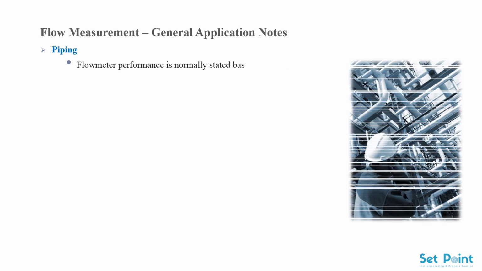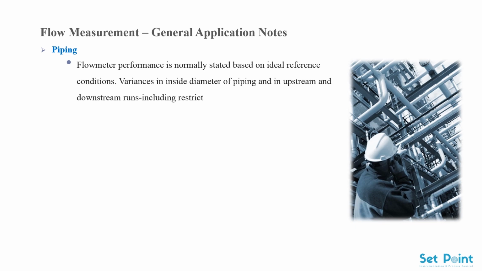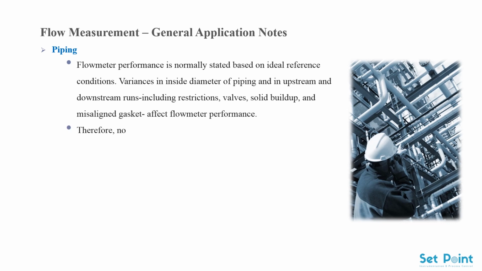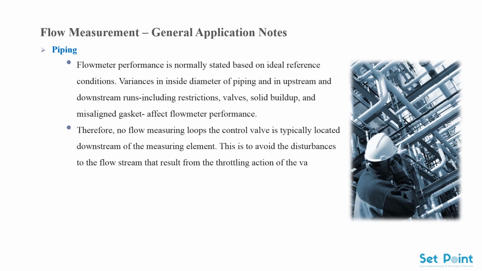Piping. Flowmeter performance is normally stated based on ideal reference conditions. Variances in inside diameter of piping and in upstream and downstream runs, including restrictions, valves, solid buildup, and misaligned gaskets, affect flowmeter performance. Therefore, in flow measuring loops, the control valve is typically located downstream of the measuring element. This is to avoid the disturbances to the flow stream that result from the throttling action of the valve, which affect the accuracy of the measuring element.